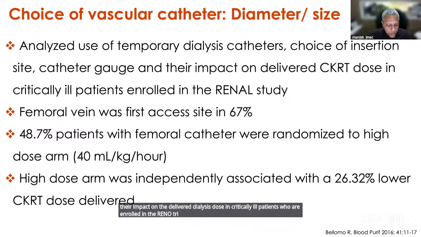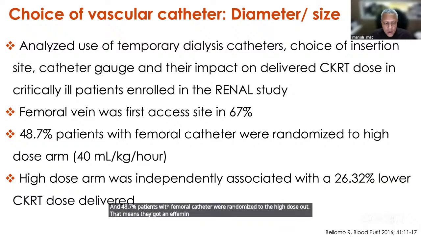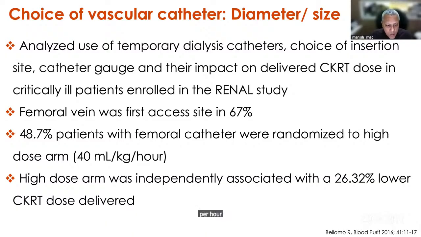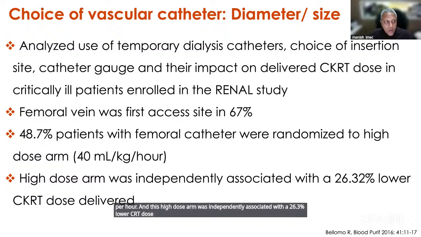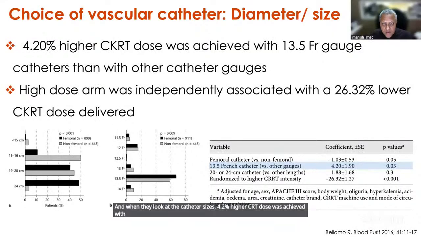Based on what they identified, the femoral vein was the first access in almost two-thirds of the patients, and 48.7% of patients with femoral catheters were randomized to the high dose arm. That means they got an effluent dose of 40 mL per kilogram per hour. And this high dose arm was independently associated with a 26.3% lower CRRT dose being delivered. And when they looked at the catheter sizes, a 4.2% higher CRRT dose was achieved with a 13.5 French gauge catheter as compared to other catheter gauges.